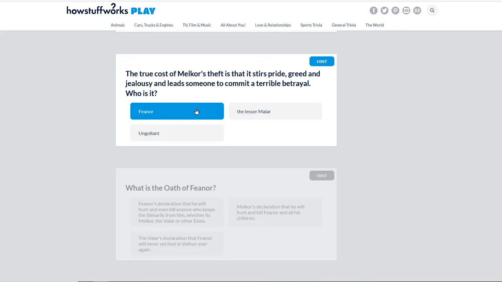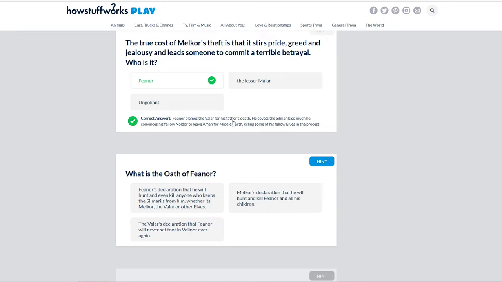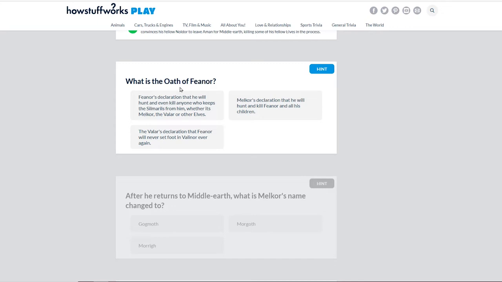Has to be Fëanor. Fëanor blames the Valar for his father's death. He covets the Silmarils so much he convinces his fellow Noldor to leave for Middle-earth, killing some of his fellow elves in the process. Yes. That's it. Oath of Fëanor. It's called Oath. Yes, pact. I was saying pact. No, it's Oath.